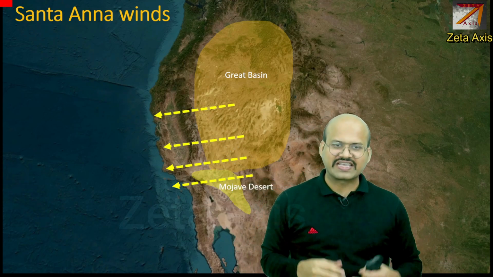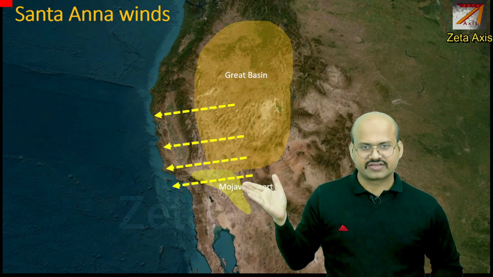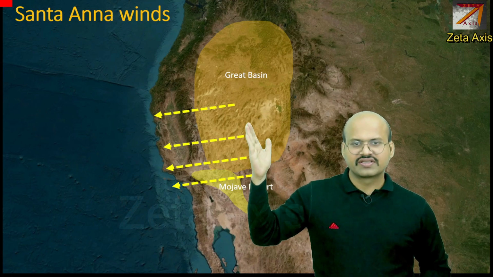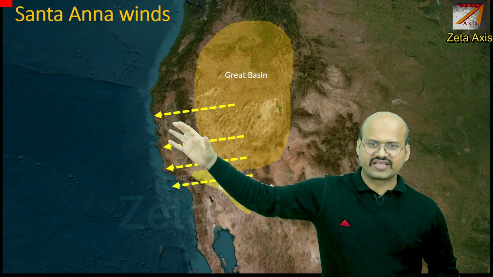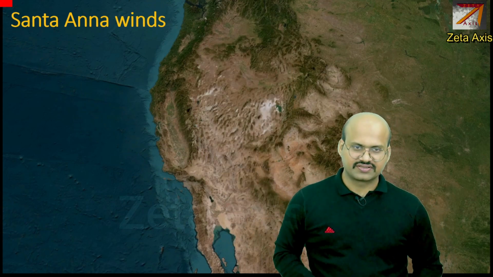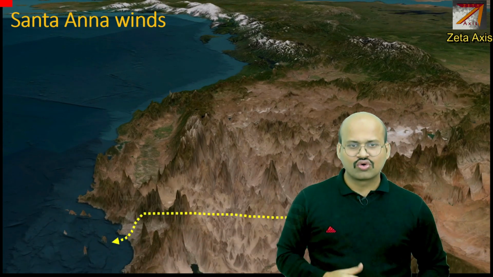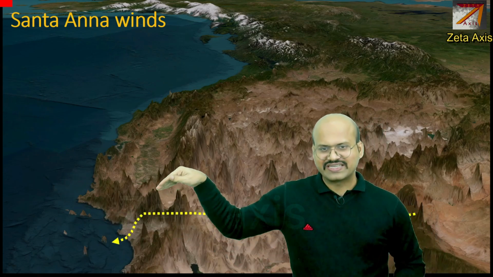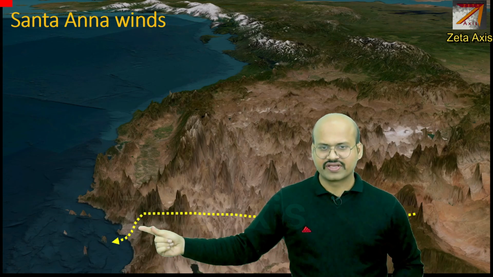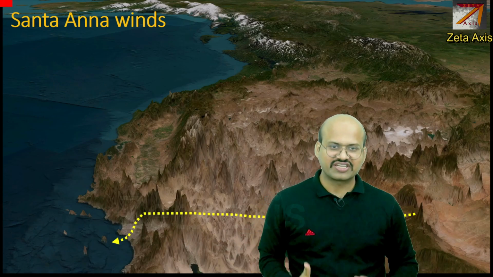These winds are seen in the California region of USA and they originate from the Great Basin and Mojave Desert. They flow from this Great Basin towards the Pacific Ocean. Here we can clearly see that there are a large number of mountains in this region. If we take a closer look at the landscape, we can see these mountains and the wind has to go over the mountains to reach the ocean. When the winds descend, they get adiabatically heated, thus warming up the air. And this air, when it reaches the plain region, will increase the temperature.